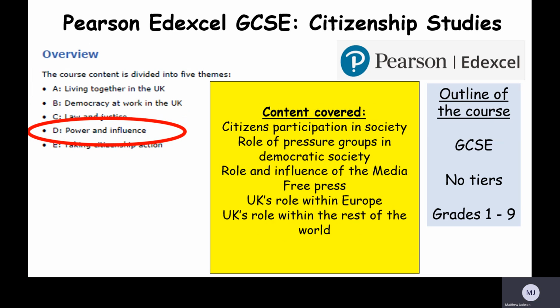In section D, there's power and influence, where the content covers how we as citizens can participate in society, the role of pressure groups in democracy and how they bring issues to light, the role and influence of the media and the free press, how media portrays things and how it can sometimes be, as we know, fake news, and the UK's role within Europe and within the rest of the world, and how we fit into that society, how we are part of it, and how we can help.